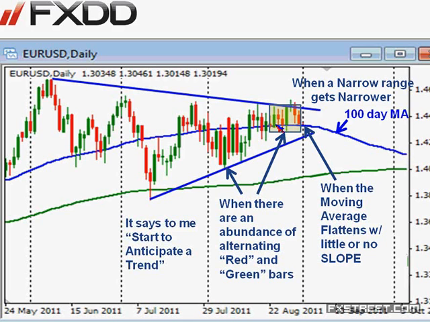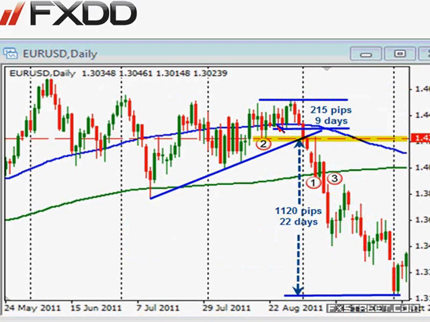And so it says to me, when these dynamics start to happen, start to anticipate a trend. Non-trending transitions into trending. So important. Have that methodology, that idea in your mind of what's going to happen. So what do we see? We see the market start to move. I'm not surprised. It was all set up in this area right here.